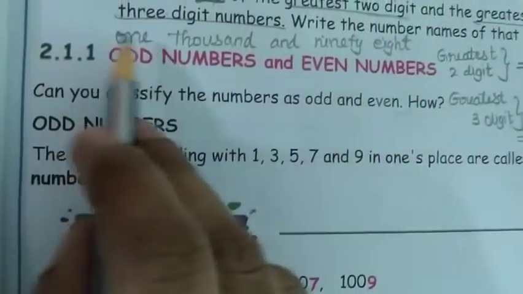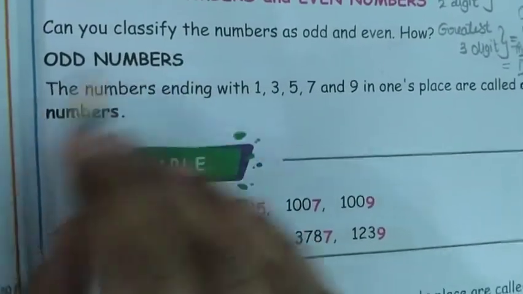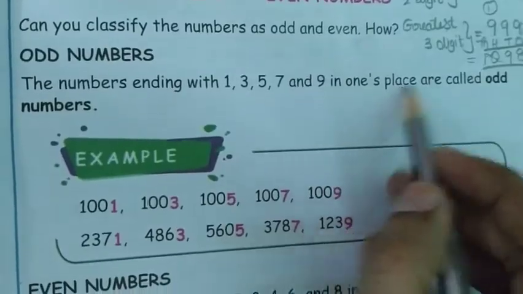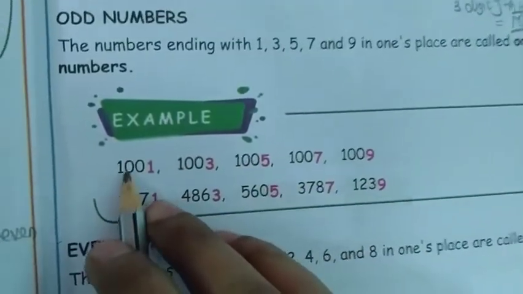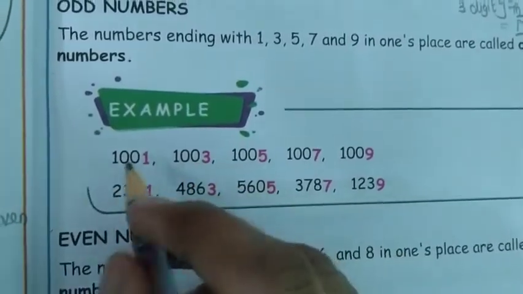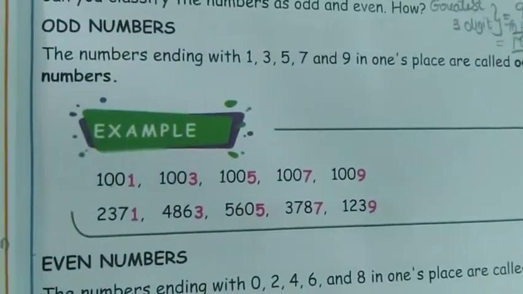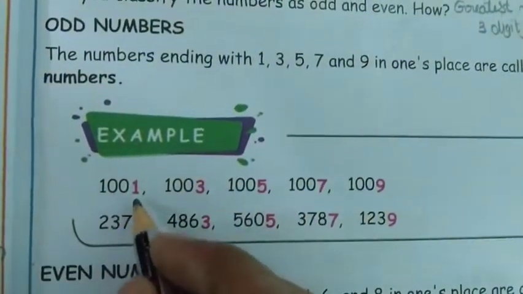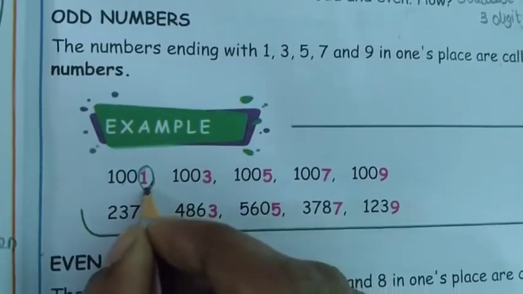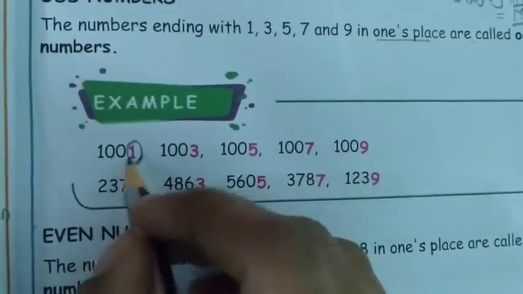Okay. Now, odd numbers and even numbers. What is an odd number? A number ending with 1, 3, 5, 7, 9 in the ones place is called an odd number. That means, there are 1-digit numbers, 2-digit numbers, 3-digit numbers, a lot of digits. For finding an odd number, we just look at the last digit. That means the digit in the ones place.